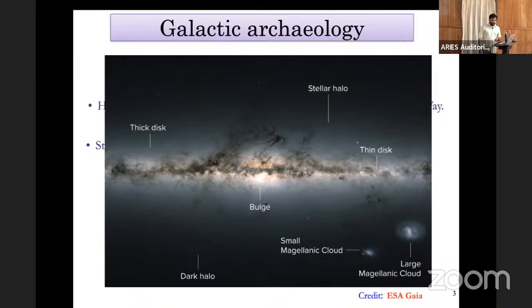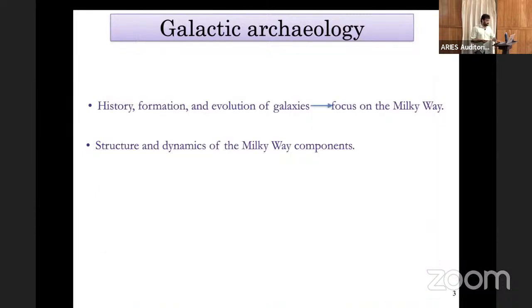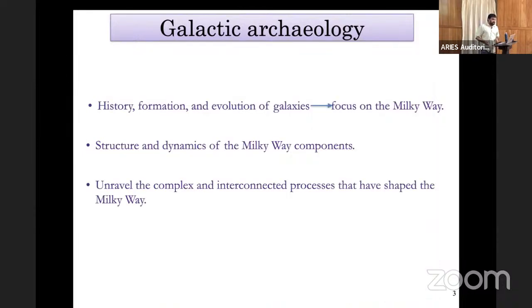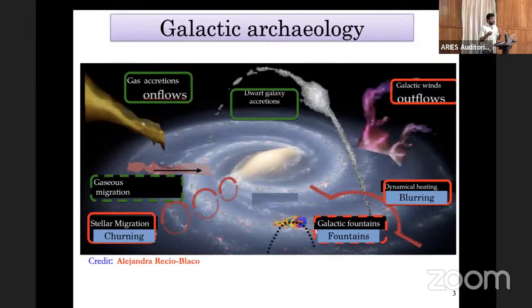marked here. So in galactic archaeology we try to separate out these different components based upon their morphology, chemistry, kinematics, etc. And we also try to unravel the complex and interconnected processes that have shaped the Milky Way. And this can include not only the galaxy accretions that we have seen in the simulations, but also the secular evolution of the Milky Way, which includes stellar migration, gaseous migration, galactic outflows, etc.